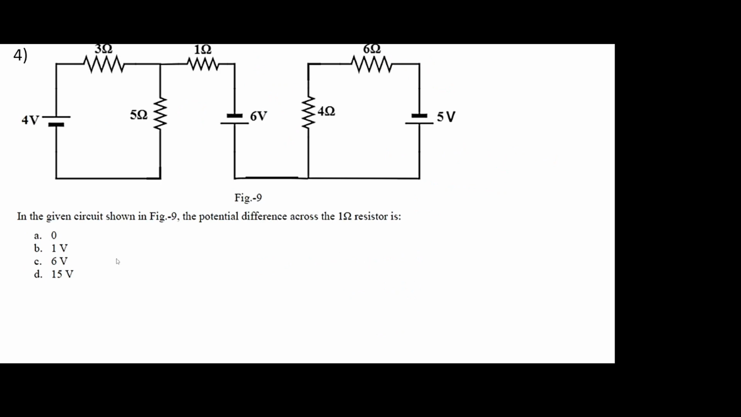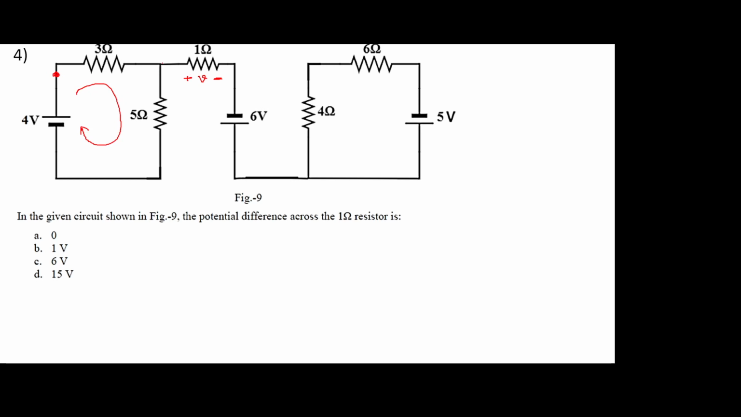For this particular question, what you have been asked is to find the potential difference across this resistor. The rule of KVL applies in a loop such that the starting point and the ending point of the loop are the same. Means if you start at a point, you have to come back and end at that particular point. So in this particular loop, we can apply KVL, right?